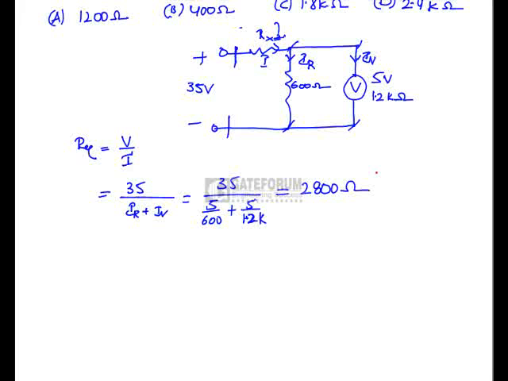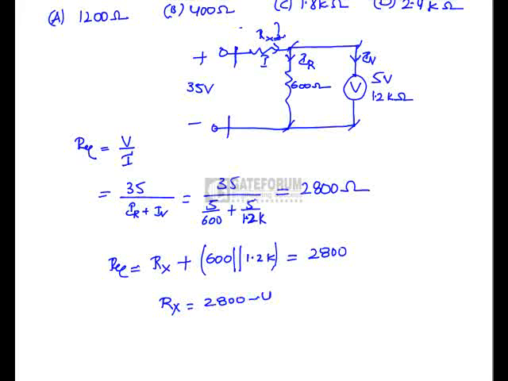Now this is not our objective here. We have to find Rx. We know that R equivalent is equal to Rx plus the 600 ohms in parallel with the 1.2 kilo ohm resistance of the voltmeter. This parallel combination in series with the unknown resistance Rx is equal to 2800 ohms, which we found. If you simplify this one, you will get Rx as 2800 minus 400, which is equal to 2400 ohms. That is equal to 2.4 kilo ohms. Option D is the correct answer.